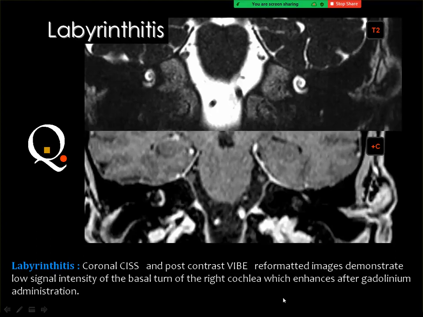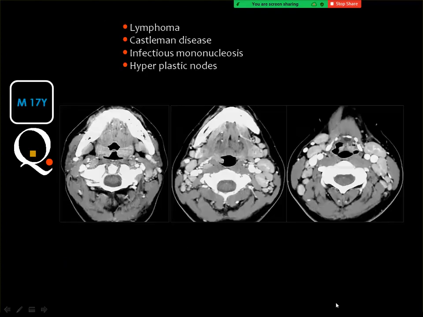In acute labyrinthitis, actually, in the T1 weighted image and in the T2 weighted image, you see nothing. But if you inject contrast material and you see some enhancement in the labyrinth, whether in the vestibule or in the semicircular canals or in the cochlea, then you know that you are dealing with labyrinthitis.